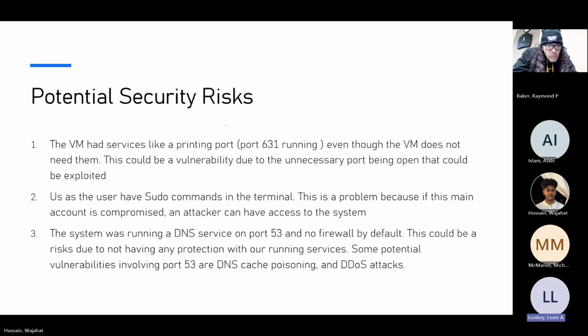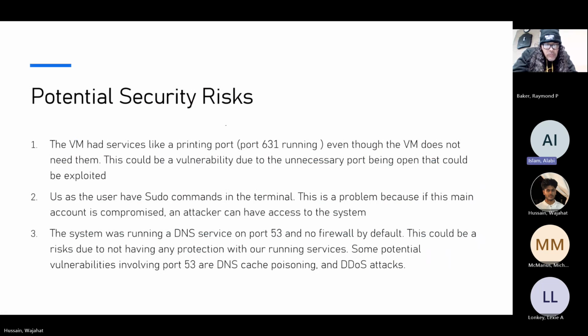Lexi. The VM had services like a printing port, which is port 631, even though the VM does not need them. This could be a vulnerability due to the unnecessary port being open that could be exploited. We as the user have sudo commands in the terminal. This is a problem because if this main account is compromised, an attacker can have access to the system.